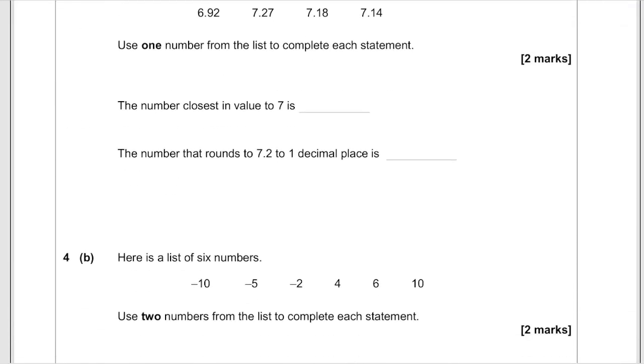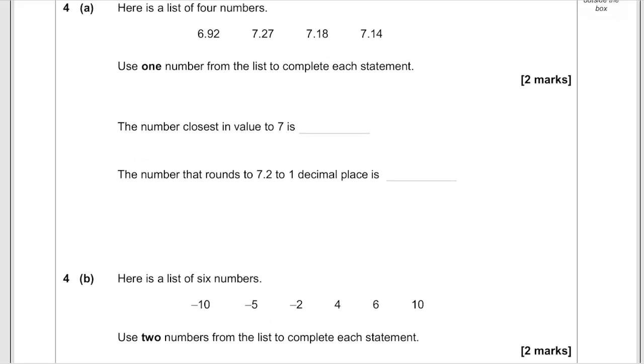Next question. So here is a list of 4 numbers. Use one number from the list to complete each statement. The number closest in value to 7. What if I just do a little bit of a number line and I put 7 in the middle? I've got to think, well, 6.92, that's down here. Let's say 6.9, and I'm going to go up and down in 0.1s. That's 7.1, and that's 7.2. So thinking about this, 6.92, well, that's going to fit somewhere about there.